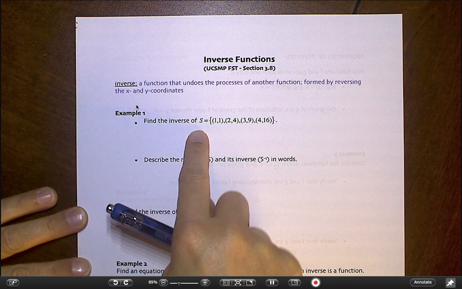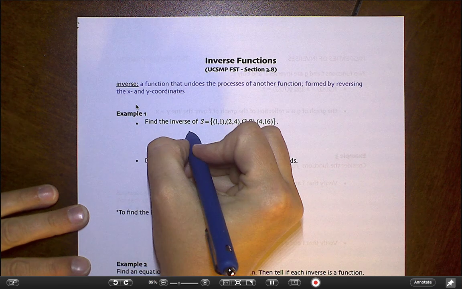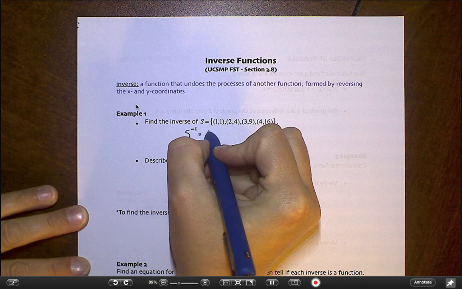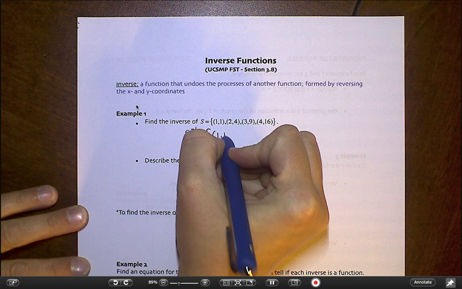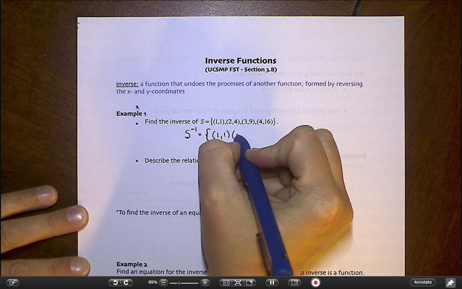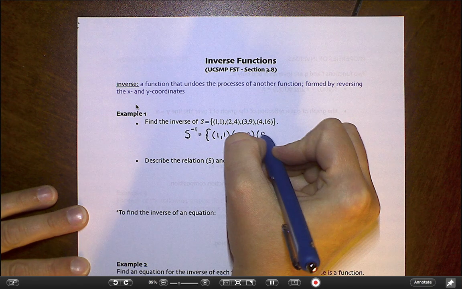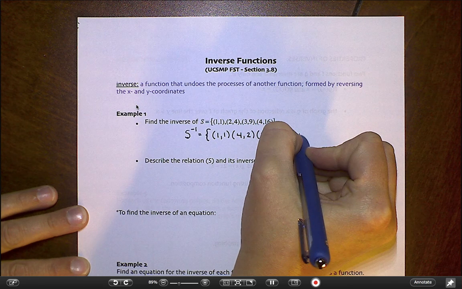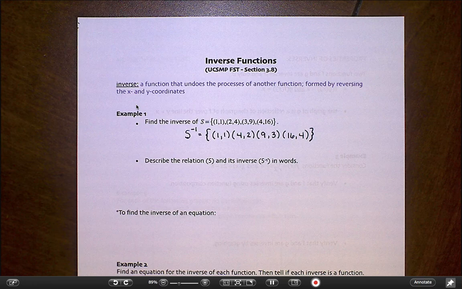So when we look down at this example 1 and it gives you just coordinates to find the inverse, and by the way, the notation for inverse is that little -1, I would say something like, well, this first one's still just going to be 1, 1, and then it would go 4, 2, and then 9, 3, and 16, 4. Okay, so all I did was switch all the x's and the y's around.